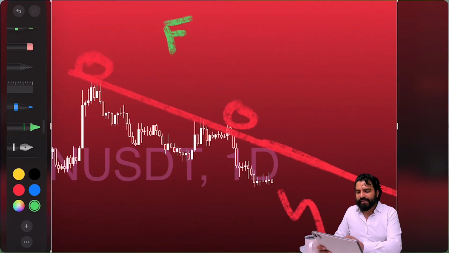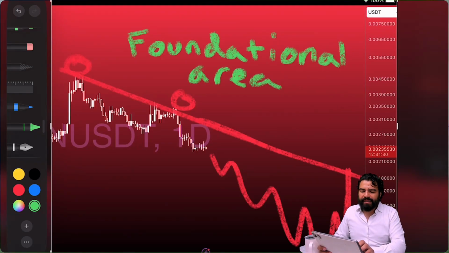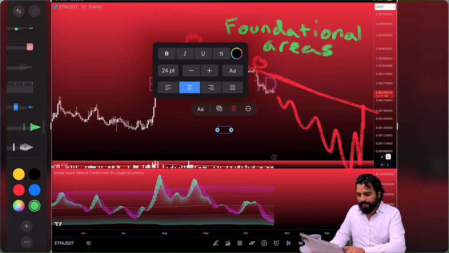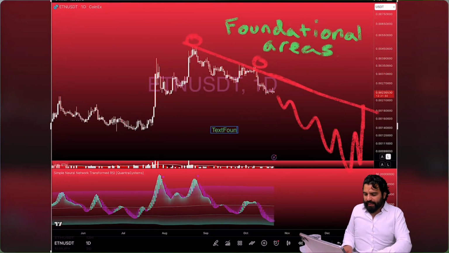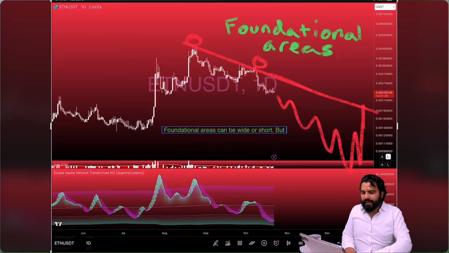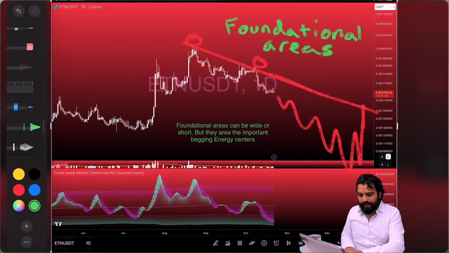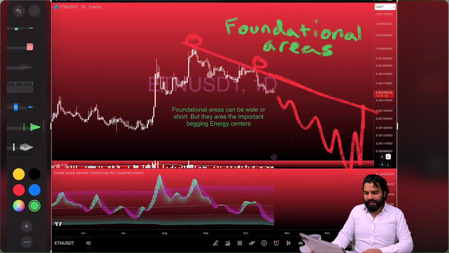Okay, I call these foundational areas. And they can be wide, they can be small, but generally they're going to be wide. Foundational areas can be wide or short, but they are the important beginning energy centers. Got it? So the important energy centers. So this would be a foundational area up here.